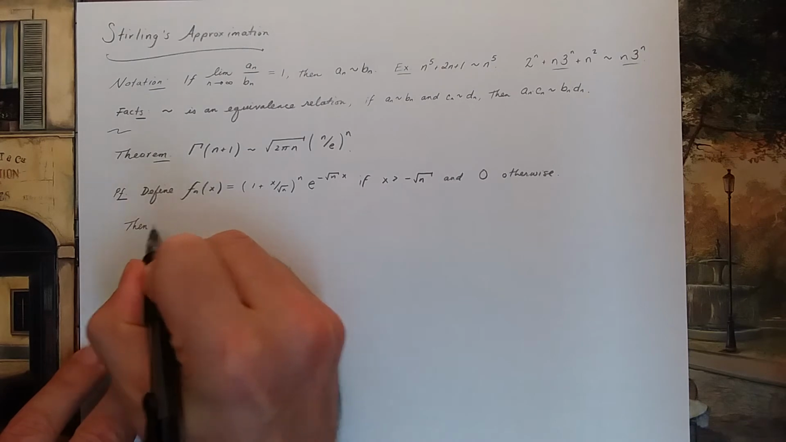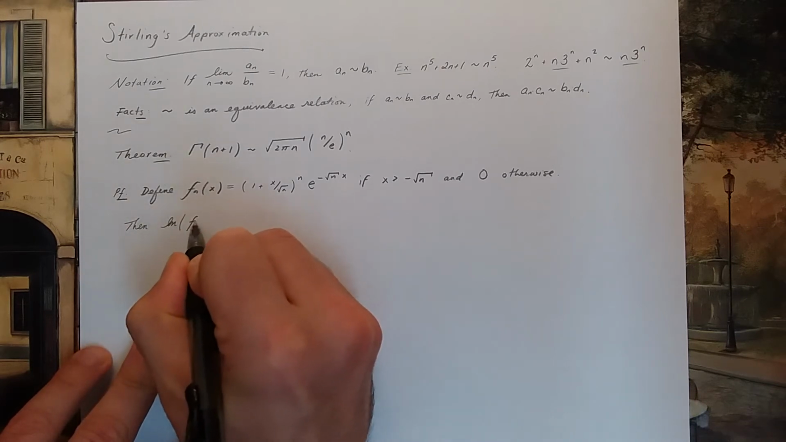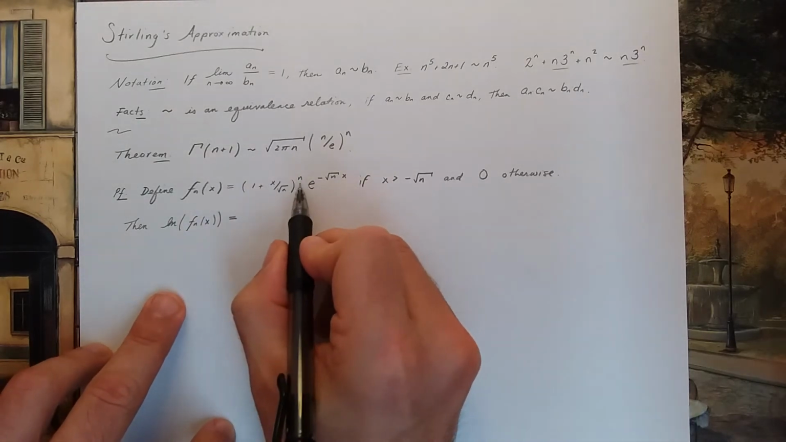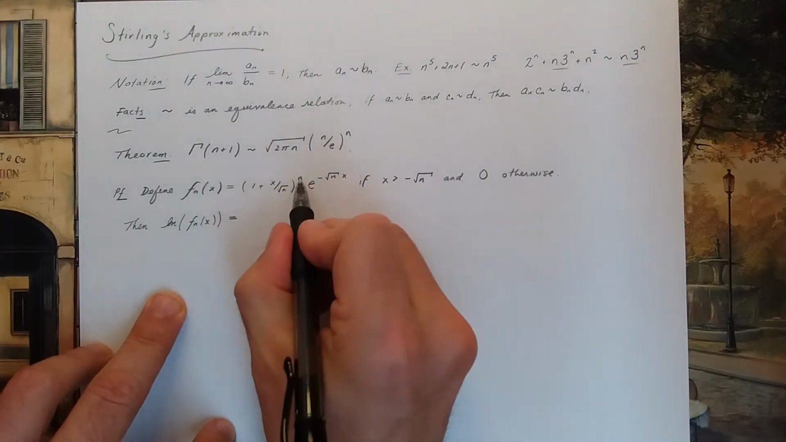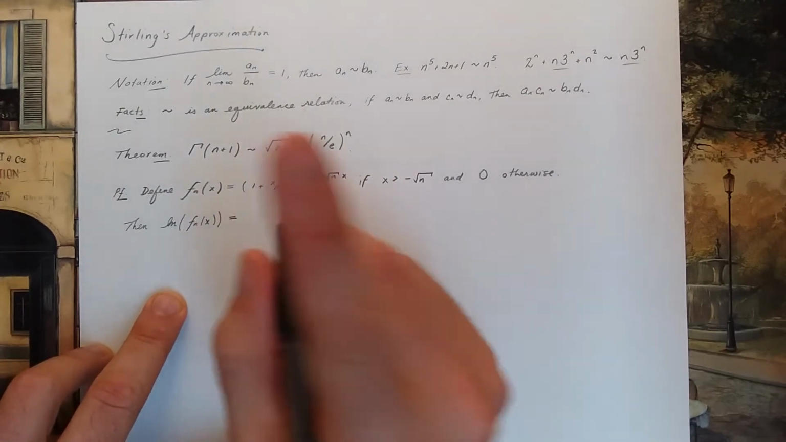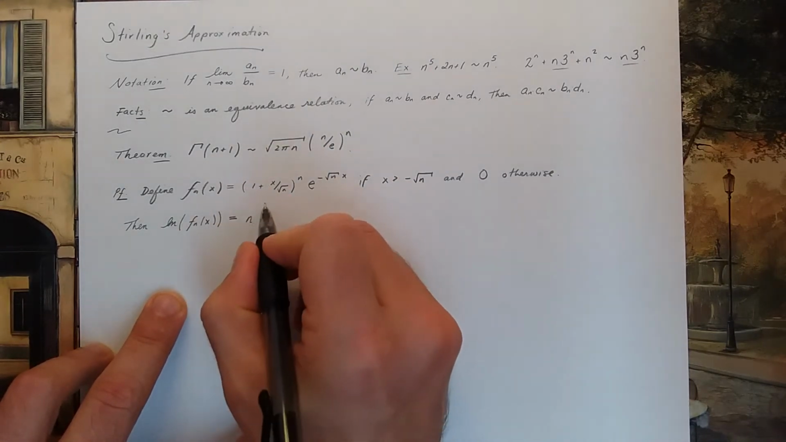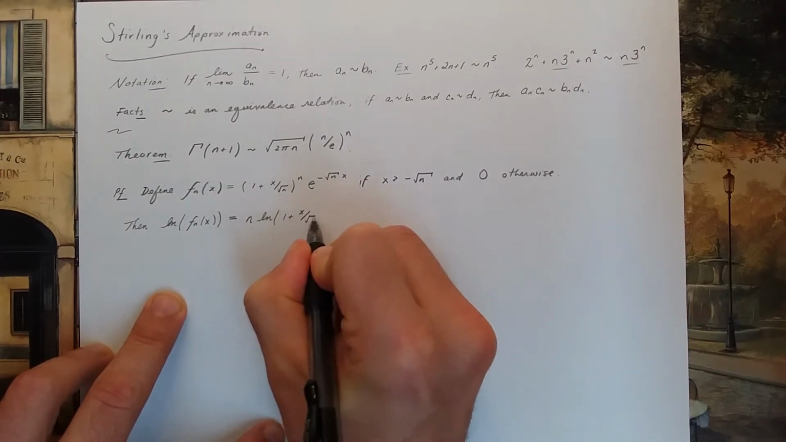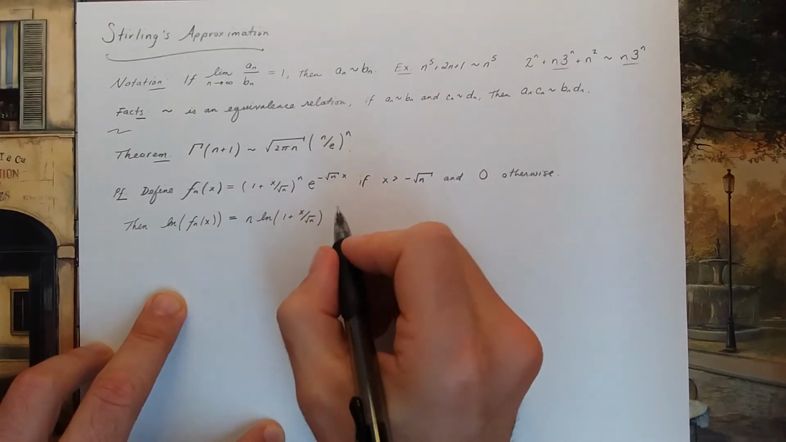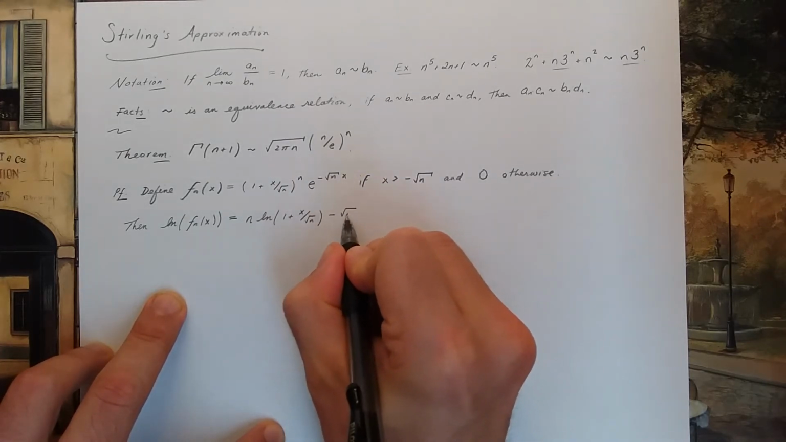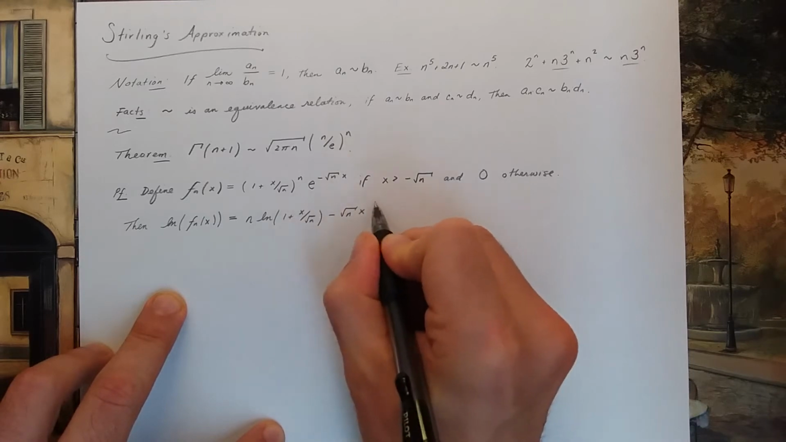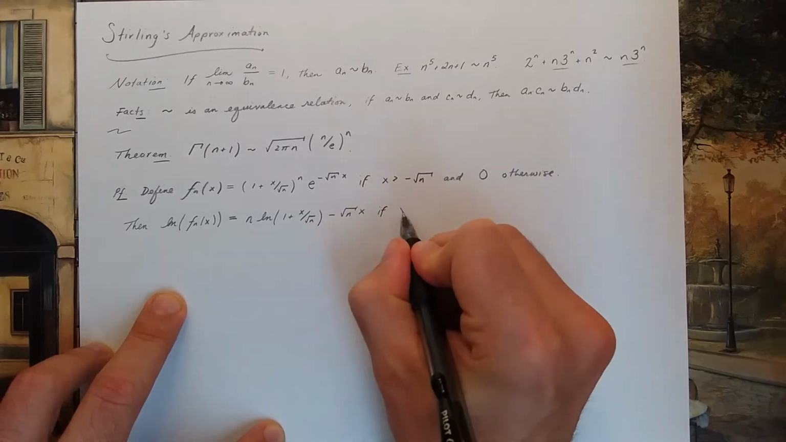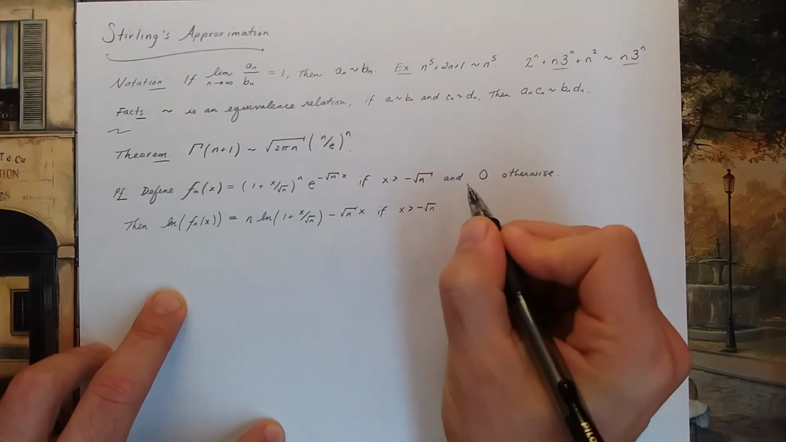Well, then I could take the log of this function, so the natural log of this function, and I can use basic properties of logarithms, meaning that log of a product splits into a sum. I can factor exponents down. So using basic properties of logarithms, I get this is equal to n log of 1 plus x over the square root of n, minus square root of n x. Of course, that's if x satisfies this property. So let me just write if x is bigger than negative root n.